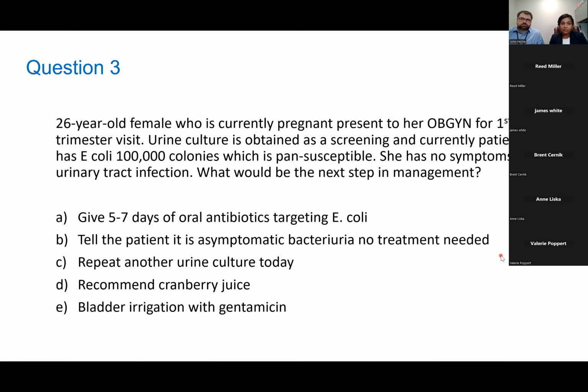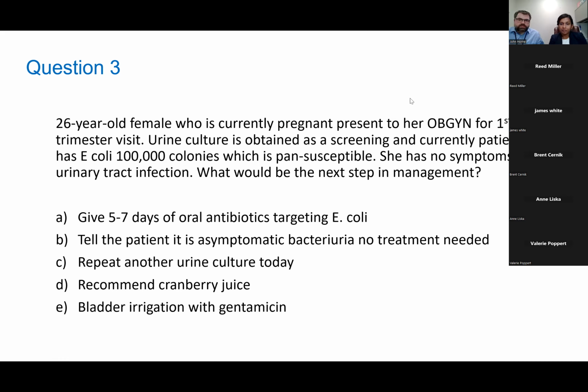So A, give 5 to 7 days of oral antibiotic targeting this E. coli. B, tell the patient it is asymptomatic bacteria, no treatment needed. C, repeat urine culture today. D, recommend cranberry juice, bladder irrigation with gentamicin. So what do you all think the answer for this patient would be? If you don't mind putting it in the chat or unmuting yourself.